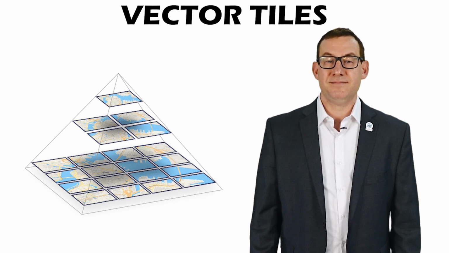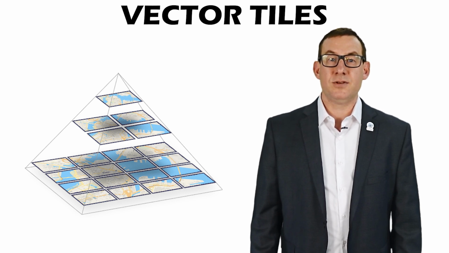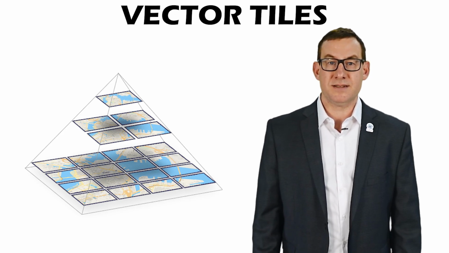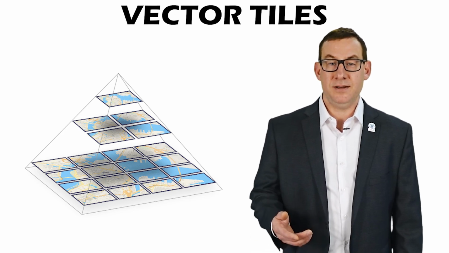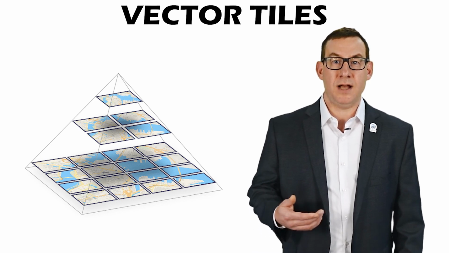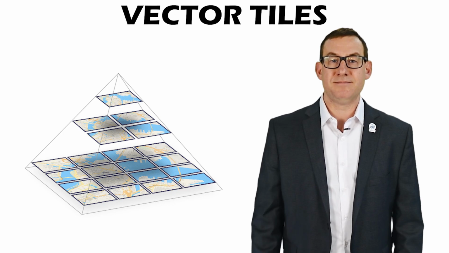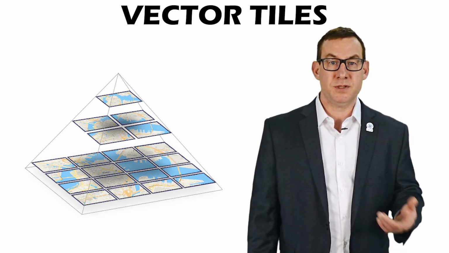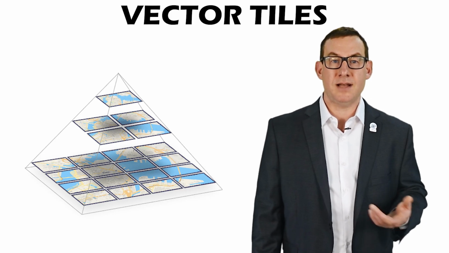Vector tiles. Vector tiles allow fast, scalable map rendering across devices. Esri, Mapbox, and Google Maps all rely on vector tiles for modern base maps. Vector tiles make it possible to pan and zoom smoothly while customizing styles on the fly.